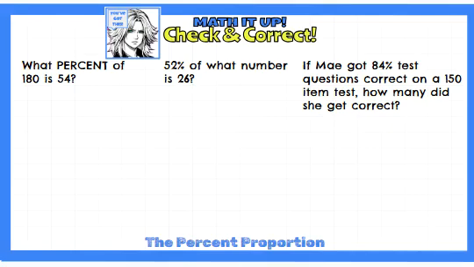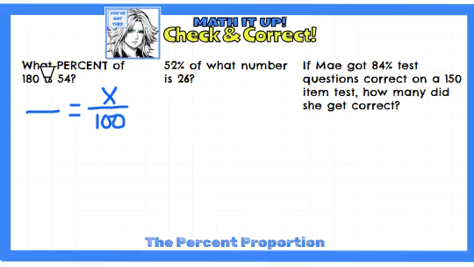Welcome back. We're going to now go ahead and look at these problems and get our answers. Please make sure to check and correct your work if necessary. So let's set up our percent proportion. And of course, we're always going to have that 100 under that second fraction or ratio. So what percent of 180 is 54? Well, I don't see a percent number there. That means that's what we're solving for.